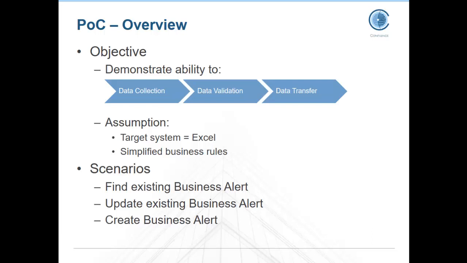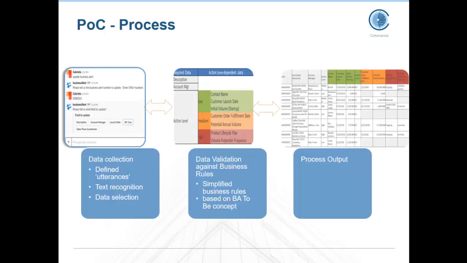We will look at three scenarios. First, we will look at how to find an existing business alert. Second, we will look at how to update an existing business alert. And third, we will look at how to create a new business alert. Now let's look at our process.